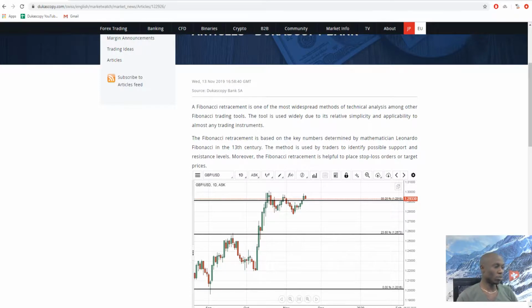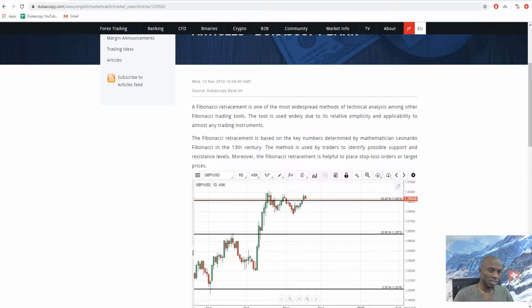So today's topic is going to be Fibonacci levels. That's what I put it. I would say Fibonacci retracement levels. That's what the topic is going to be today. I will not be going into a lot of details regarding this Fibonacci retracement.